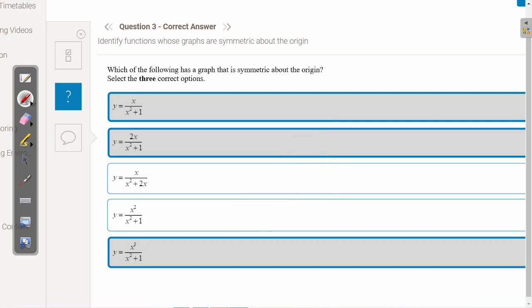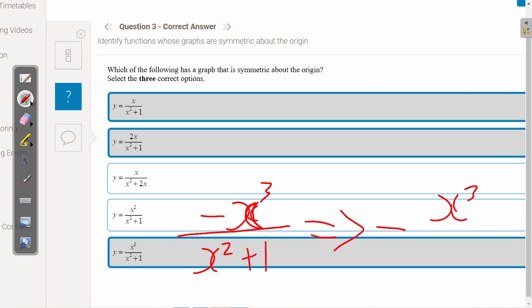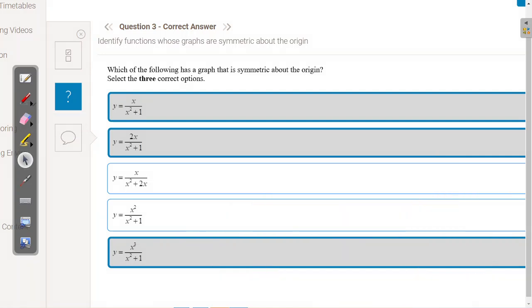Y equals x cubed over x squared plus 1. When it's cubed, the negative stays. It's an odd power, so negative x cubed over x squared becomes positive x squared plus 1. Again, this becomes negative x cubed over x squared plus 1. So it's negative the whole thing. So it is odd.